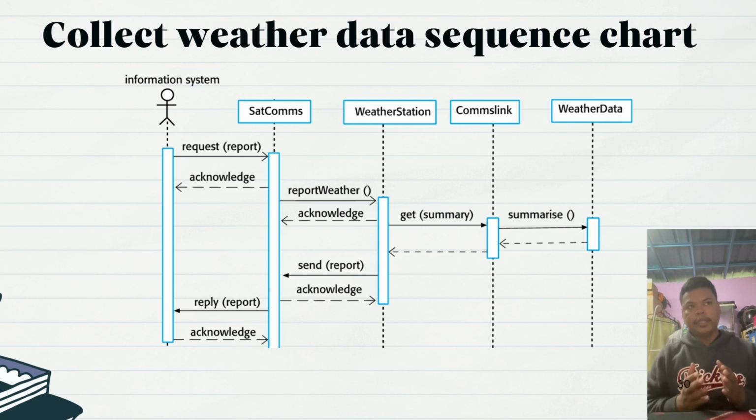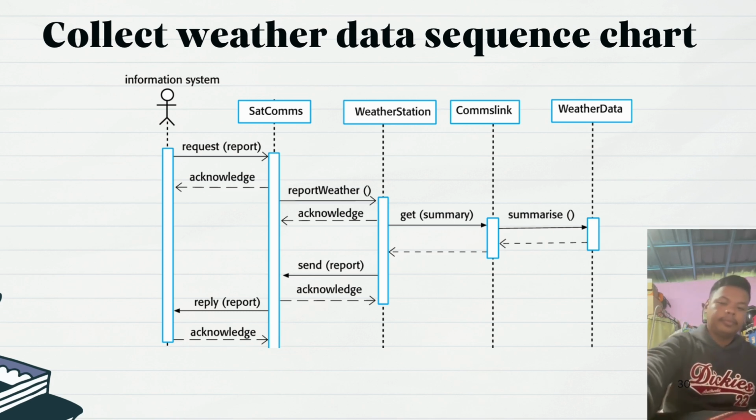As you can see, this is the collect weather data sequence chart. This sequence chart demonstrates how use case testing works. The components involved are SATCOMS, weather station, CommsLink, and weather data. The interaction sequence is: request report, acknowledge, report weather, acknowledge, send report, acknowledge, get summary, summarize, reply with report, and also final acknowledge. So testing will verify that all these interactions happen correctly with proper data transfer between the components.